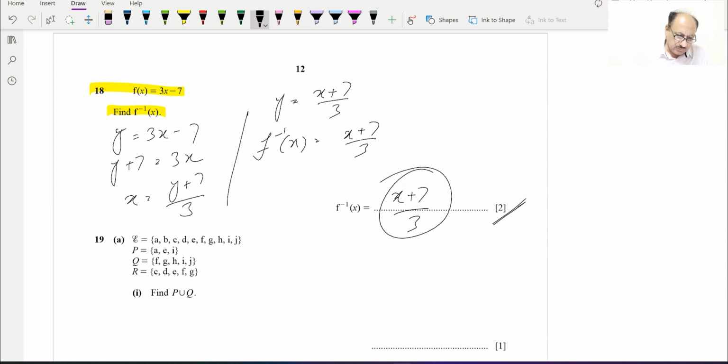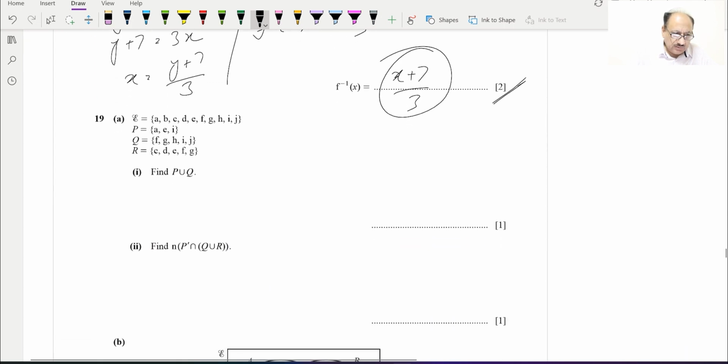Hopefully you understood this. Now question number 19. Question number 19 says A is the universal set, which is A, B, C, D, E, F, G, H, I, J, and P is A, E, I. Then Q is also given, R is also given. Find P union Q. So P union Q means we are combining the members of P and Q without any repetition. So A, E, and I.